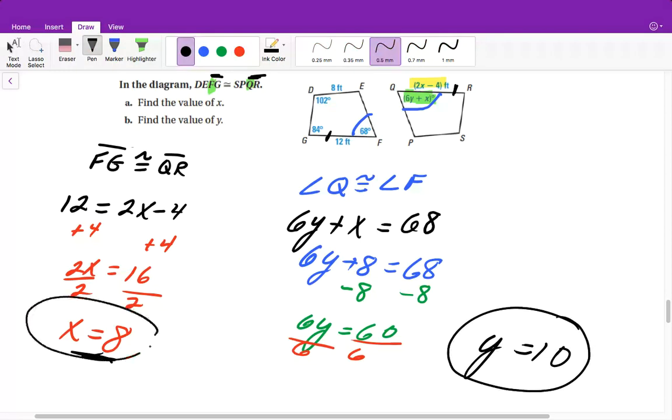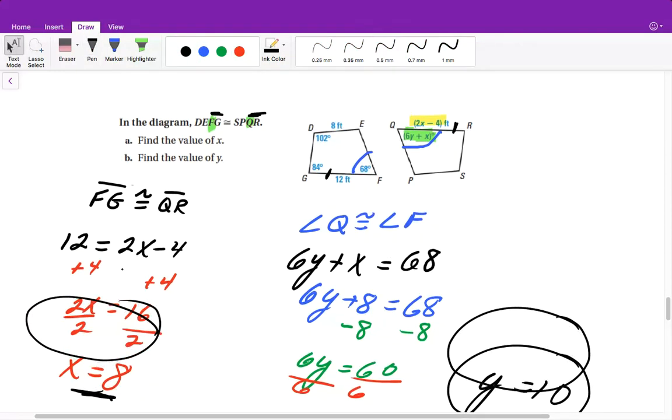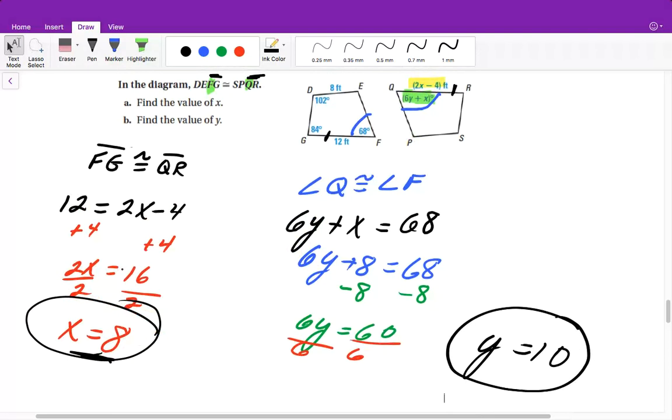All right, so it's actually not hard. It's just you have to be able to read this congruency statement of DEFG is congruent to SPQR. Once you can read this, you can identify what is congruent to what and solve for any of the cases that you want. All right, there's one more thing that we need to discuss, and that's it for this video.